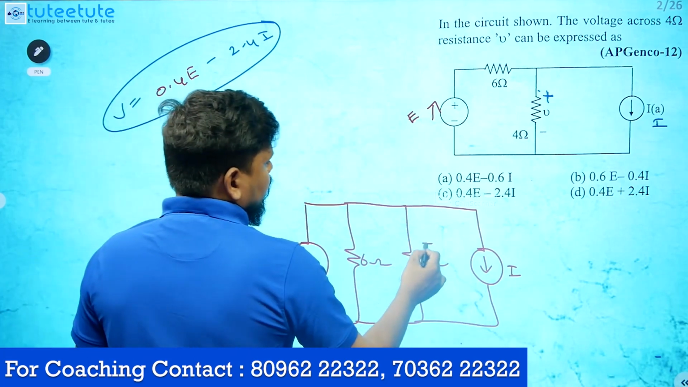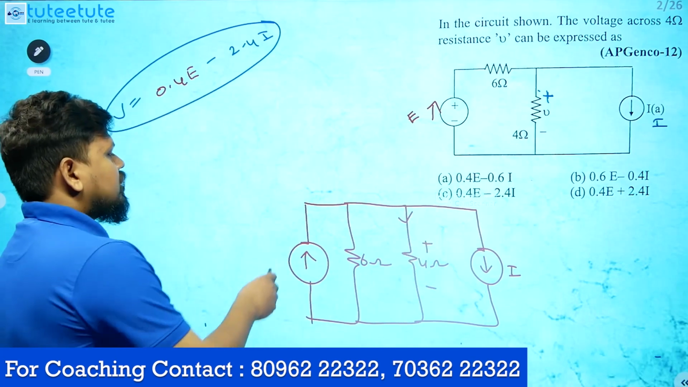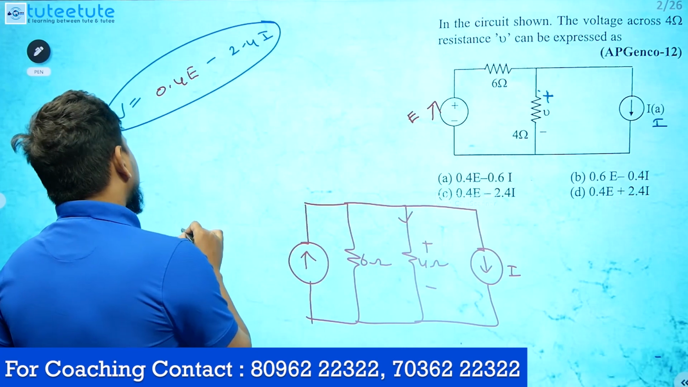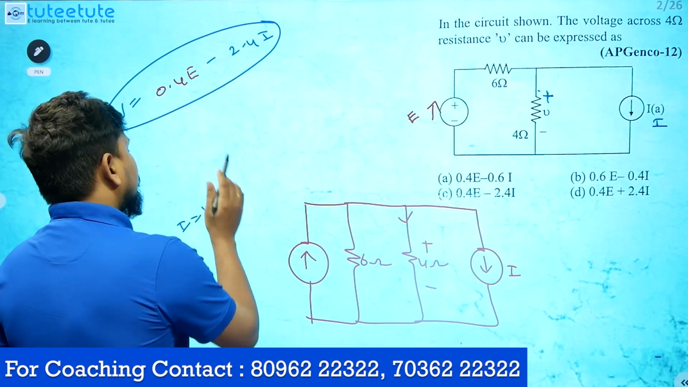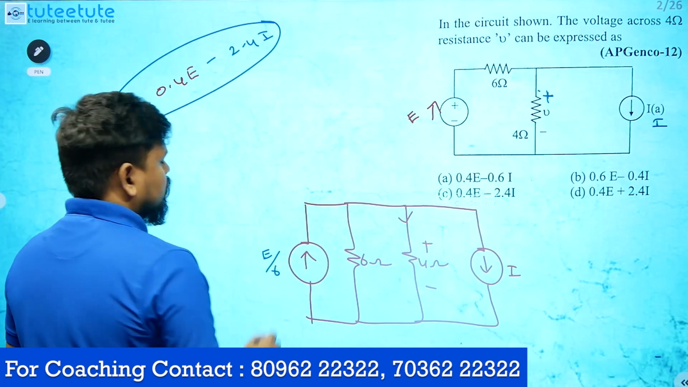So I want the voltage between these two terminals, which I will first calculate the current in this one, okay? So this current is nothing but, what is the current value? I equal to V by R you will get. So that means E divided by 6 you will get, okay? So that is the current.